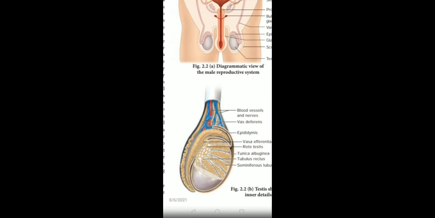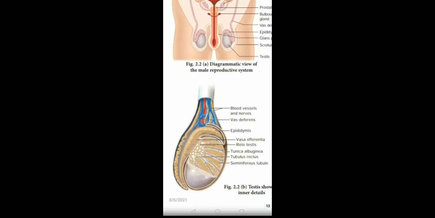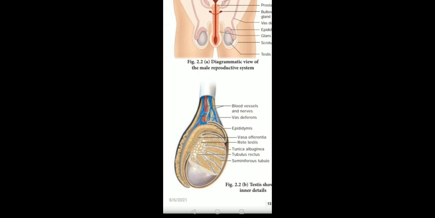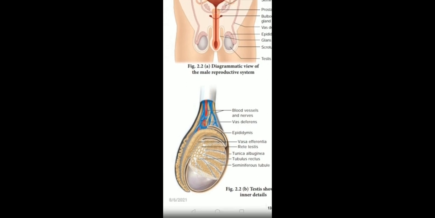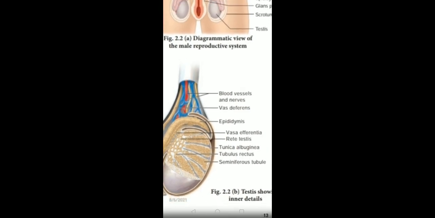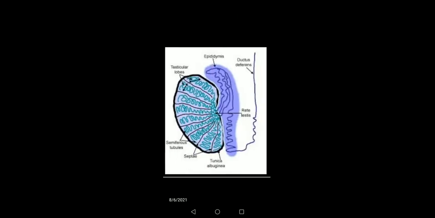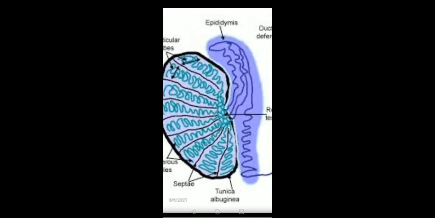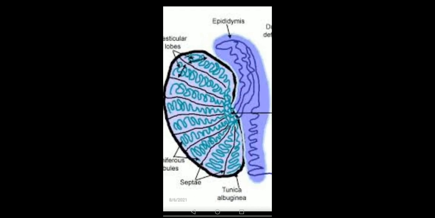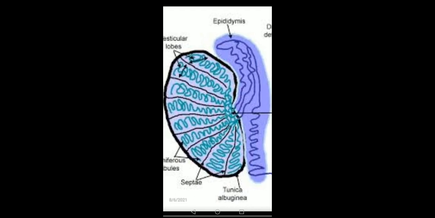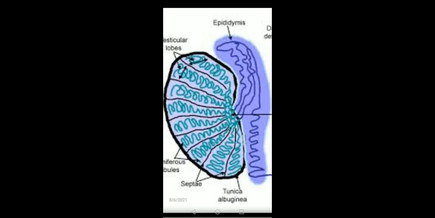Blood vessels and nerves, vas deferens, epididymis, rete testis, tunica albuginea, tubulus rectus, seminiferous tubules. So these are the parts present in the testes. The black line which I showed earlier in this diagram, that lining is called the tunica albuginea, and it is divided by septa into 200 to 250 lobules. Septa means partitions.